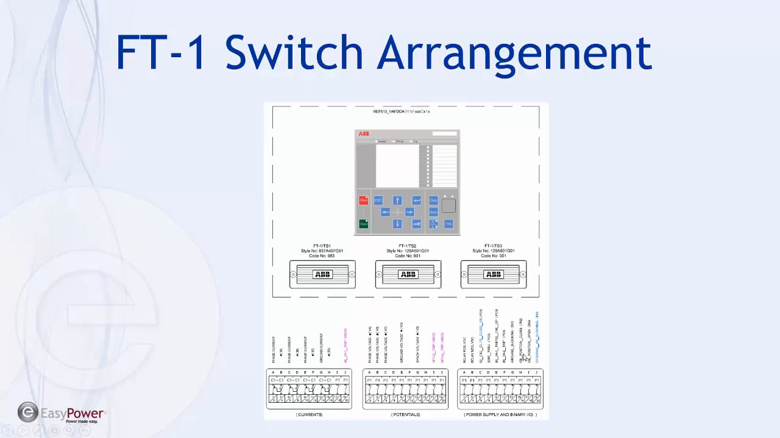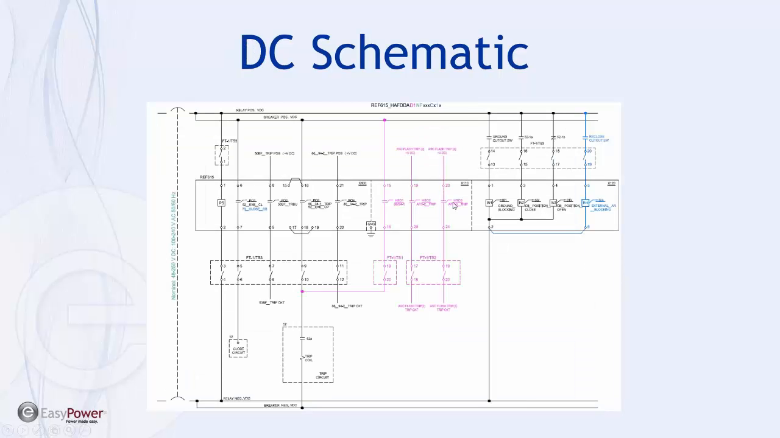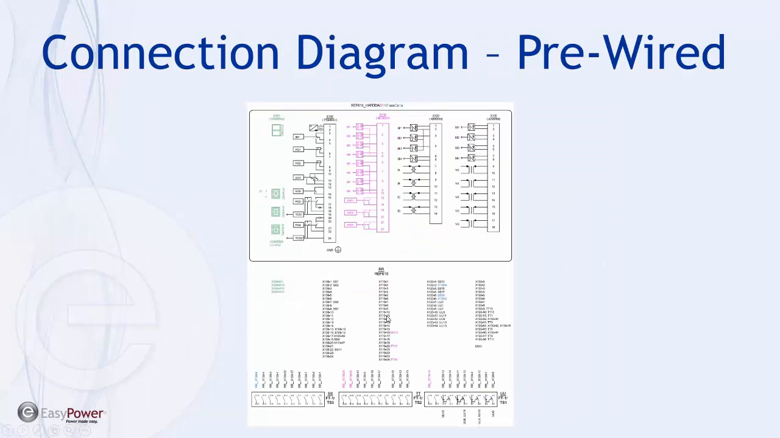Here's an FT1 arrangement. So, we prepackage the solution with our FT1s. And when you select the arc flash option, your FT1s for your arc flash trips are pre-wired to the relays. AC schematic. DC schematic, here's your high-speed outputs, here's your switches. And then you have your pre-wired solution here for the arc flash trips to the switches.